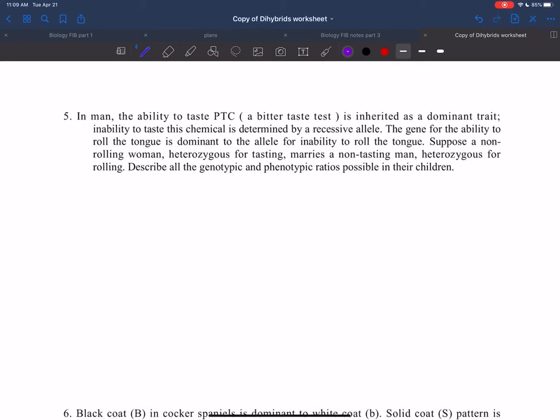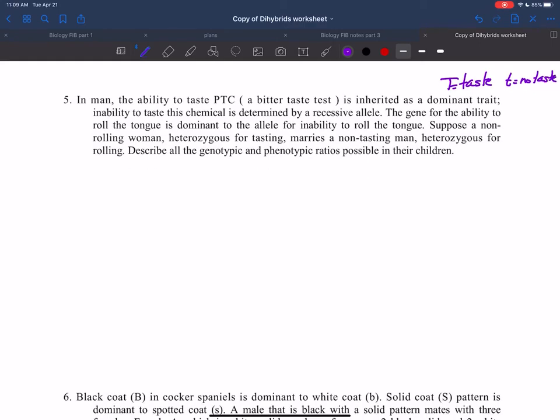The ability to taste PTC paper is a dominant trait, so I'm going to put big T for taste, and little t is no taste. And the gene for the ability to roll your tongue is dominant. So I'm going to make my key.